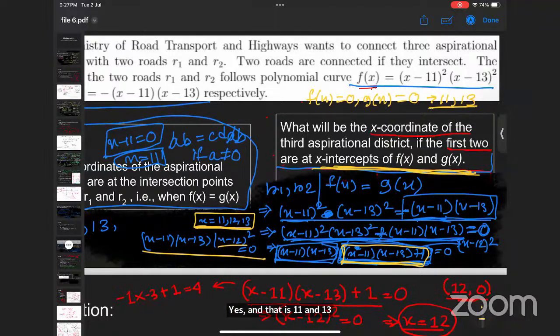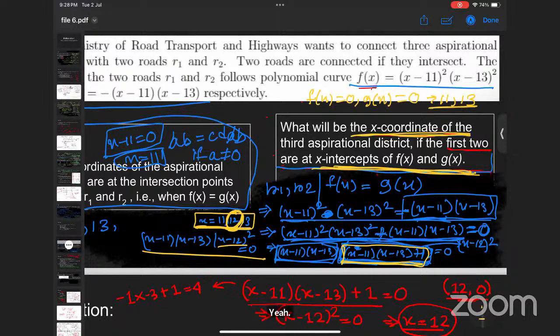Yes, 11 and 13. The third one we have is 12, right? Here they just need the x coordinate of the third one. So is it fine if I give 12 as the answer? Yes, ma'am. Because we need the x coordinate, right? We don't need the y coordinate.